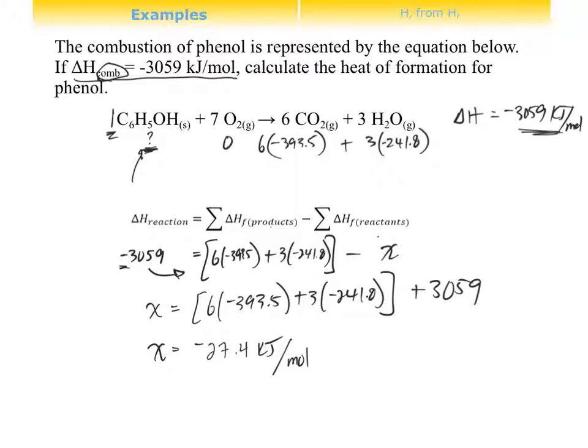Okay, hopefully that helps you with finding heats of reaction given heats of formation for reaction. And also at the start we looked at 3 ways of representing heat energy in heat of reaction. Okay, hopefully that helps.